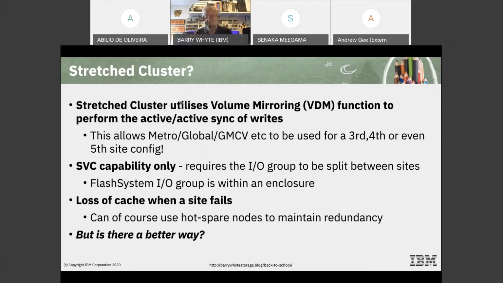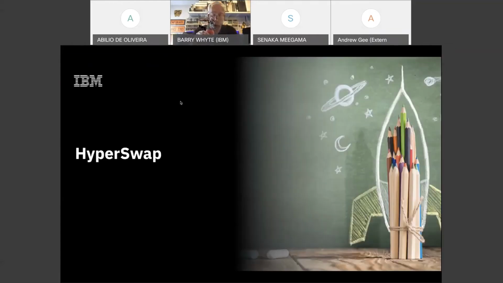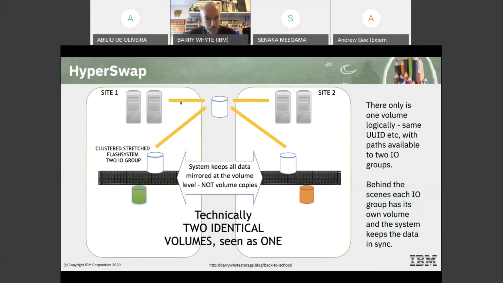So at that point, you'd ask, is there a better way? Well, that's exactly why HyperSwap was created. So HyperSwap, the picture looks very similar, but here you'll notice the subtle difference is that I'm not using SVC here, I'm using flash system boxes. And so you have a cluster of flash system. So this is a 2 IO group system. So you have a flash system at site A and a flash system at site B. And then the rest of it looks the same, only we're not using that volume mirroring capability. We're using a special version of the MetroMirror type functionality, an active version of MetroMirror.